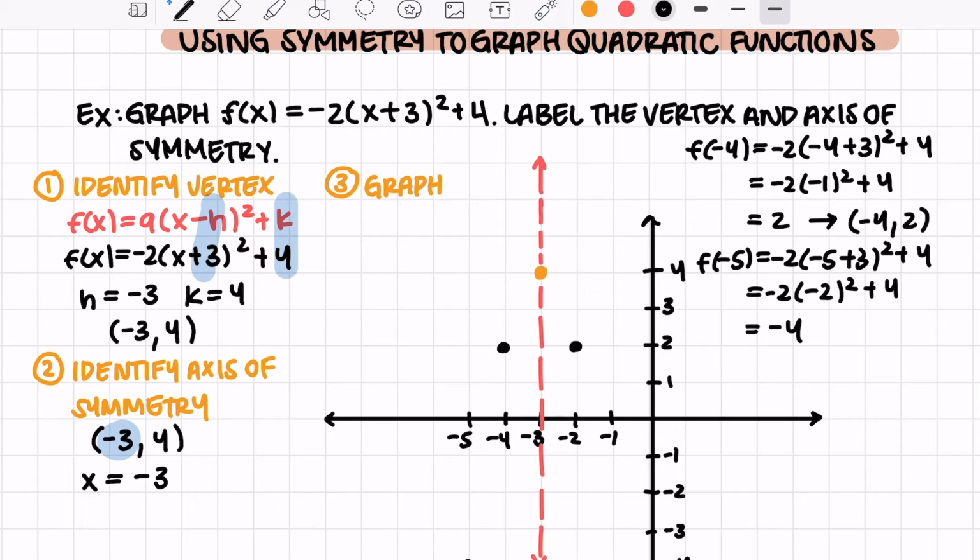And again, if I have to plot a point that's going all the way down to -4, then the point over here has to go all the way down to -4 as well. So automatically from just doing that, I can draw out my graph now for my parabola. Done. And that's how you use the vertex and axis of symmetry to identify and graph out your quadratic function.